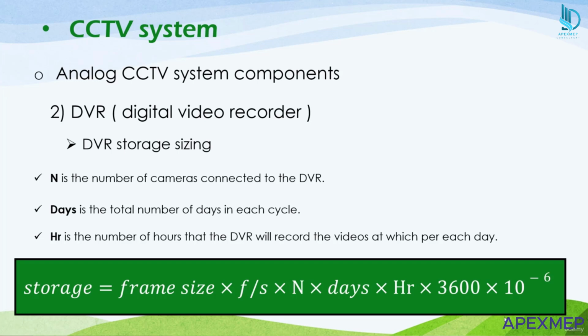And finally, 3600 is a constant that is used to convert from hours to seconds, and 10 to the power minus 6 is a constant also to convert from kilobytes to gigabytes. So that's the way we can design the DVR storage size.